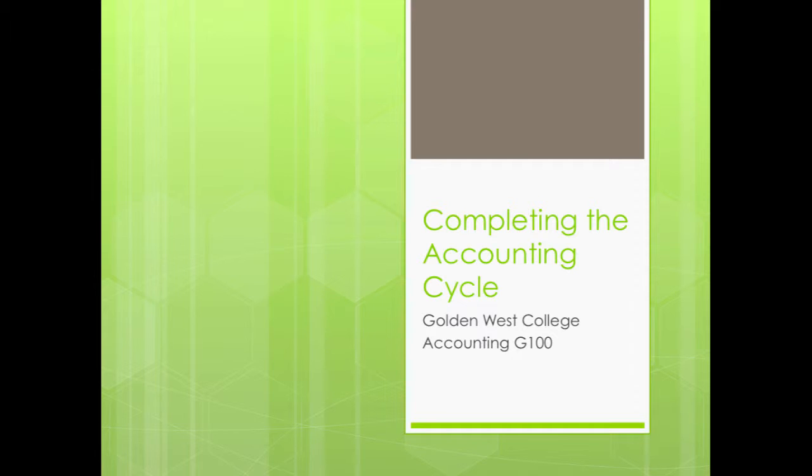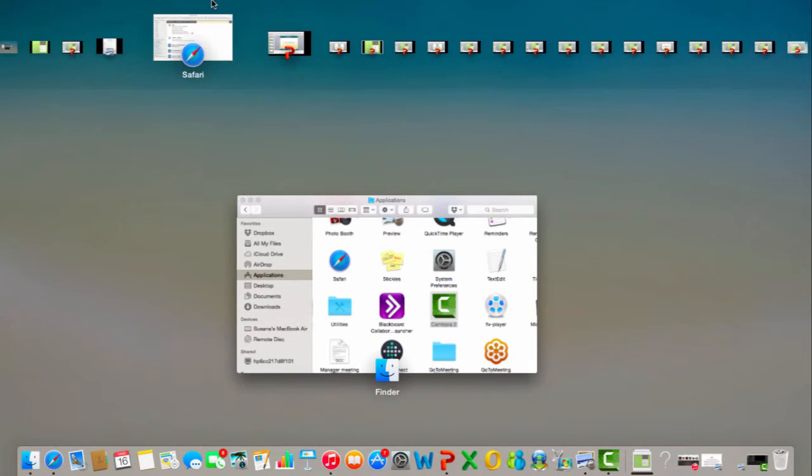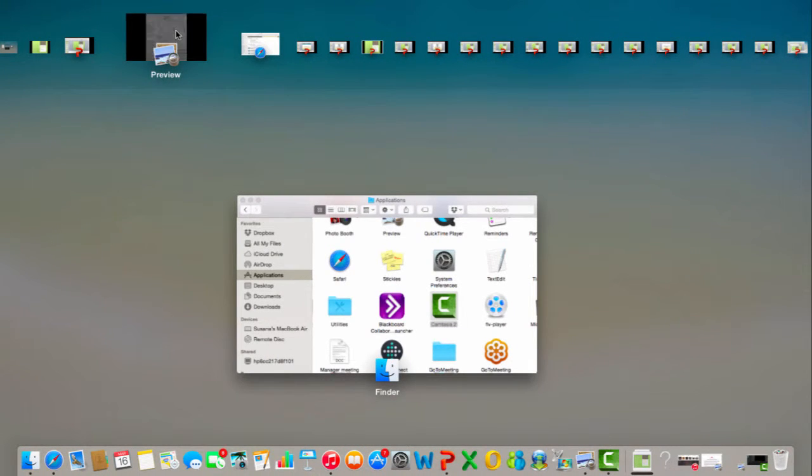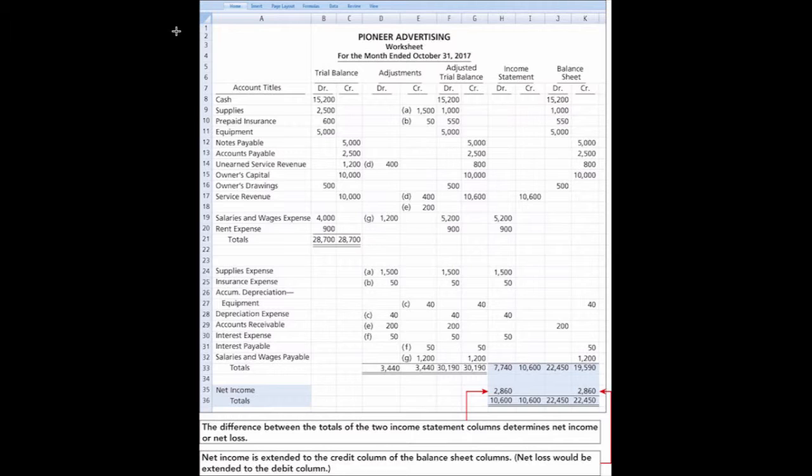So I'm going to show you an alternative format that you can use in order to complete all of the steps that I just mentioned. Here's an option for you. This is a worksheet that can be used in the adjustment process and for preparing financial statements. So this worksheet has several columns, as you can see, and this is in your textbook.